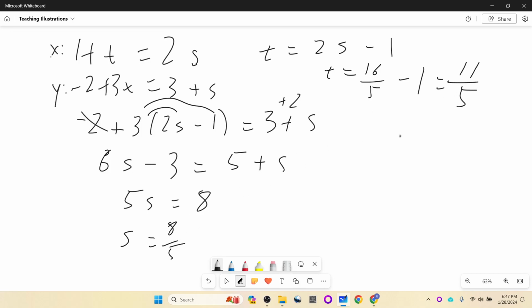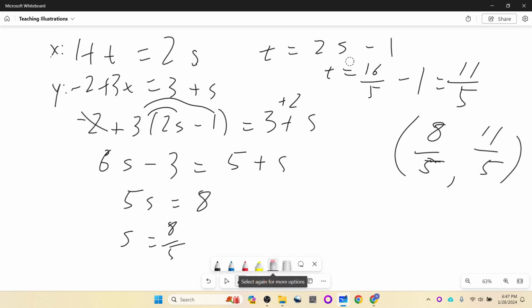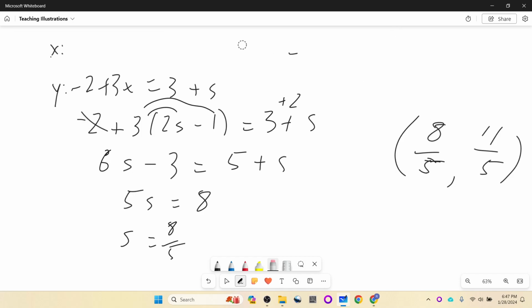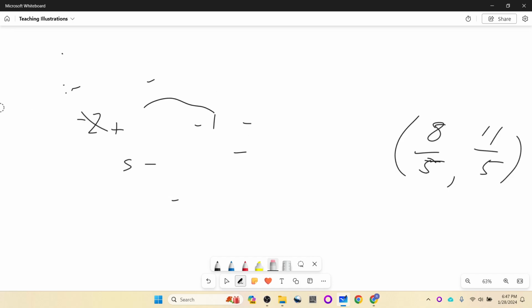Okay, so s is 8 over 5, t is 11 over 5. Now what this basically means is that you started watching these lines at different times. So after 8/5 of a second for s and 11/5 of a second for t is when they should meet. So that is what we suspect the answer is. So now we check it.